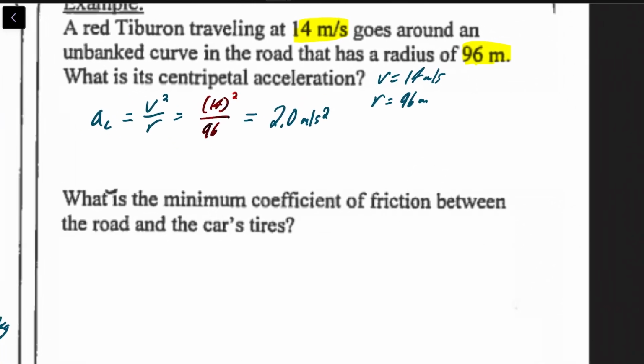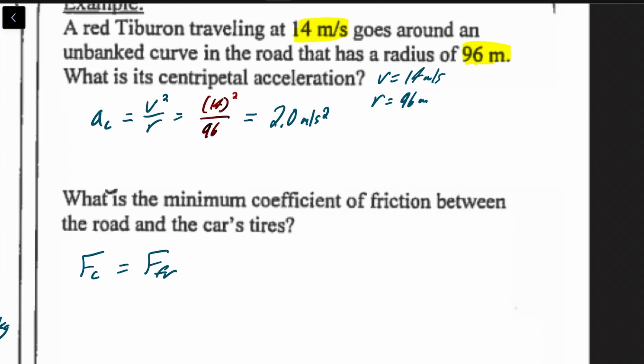Now here, they want to know, okay, so that's your acceleration. What is the minimum coefficient of friction between the road and the car's tires? So in this situation, what is causing the centripetal force is the force of friction. So here, force centripetal is equal to force friction.